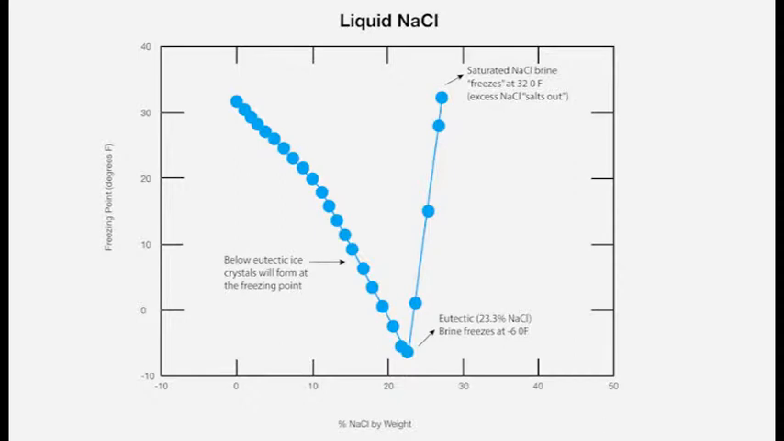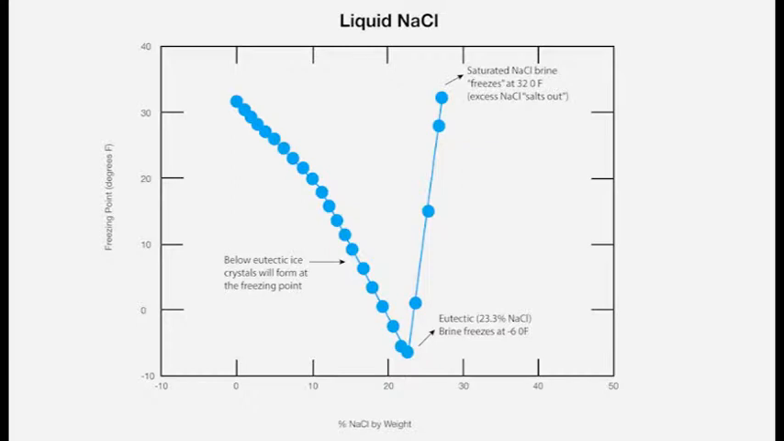So now let's look all the way to the right at about 26% sodium chloride. That is saturated brine at room temperature. Now, note that at 26% sodium chloride, the freezing point, quote unquote, of the brine is about 32 degrees Fahrenheit.